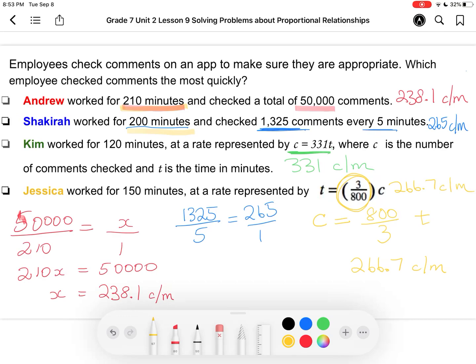So 266.7 comments per minute. And now let's compare the 4 of these to see who checks the most quickly, who has the highest unit rate. Andrew has 238, Shakira 265, so she's more than Andrew. Kim has more than either of them at 331, and Jessica has less than Kim at 266. So Kim is the winner here. She checks the most comments per minute. She checks the most quickly. So here we used proportions and we used equations to solve this problem.